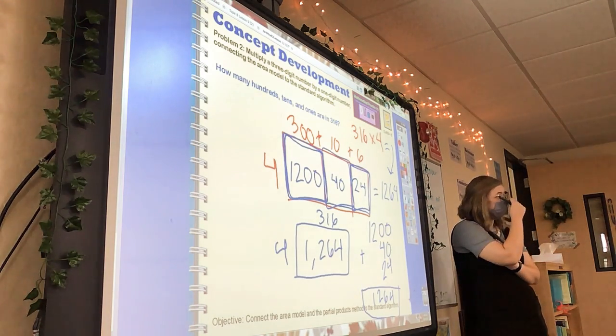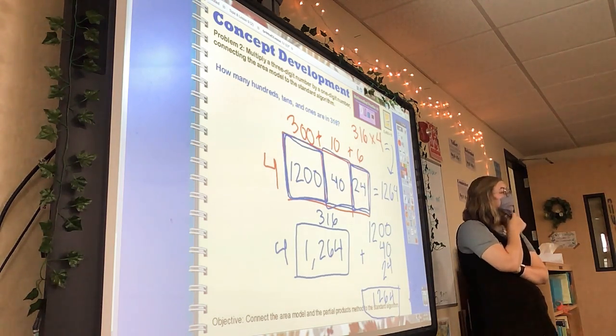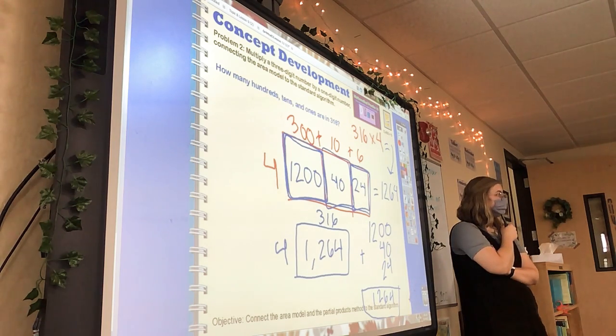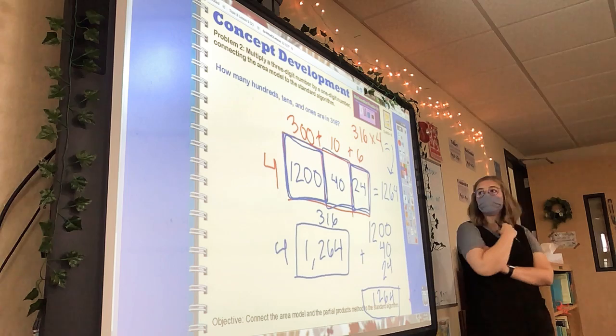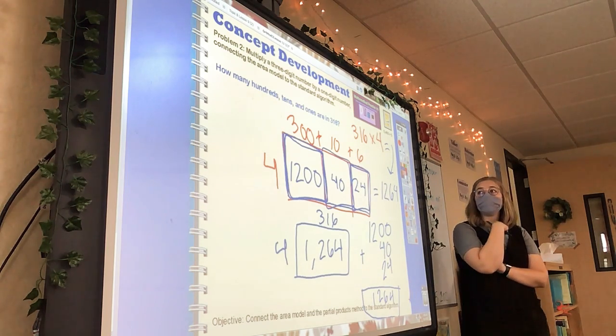Elizabeth? So, what you would do is times 4 to 3, mm-hmm, times 4 to 1, and times 4 to 6.